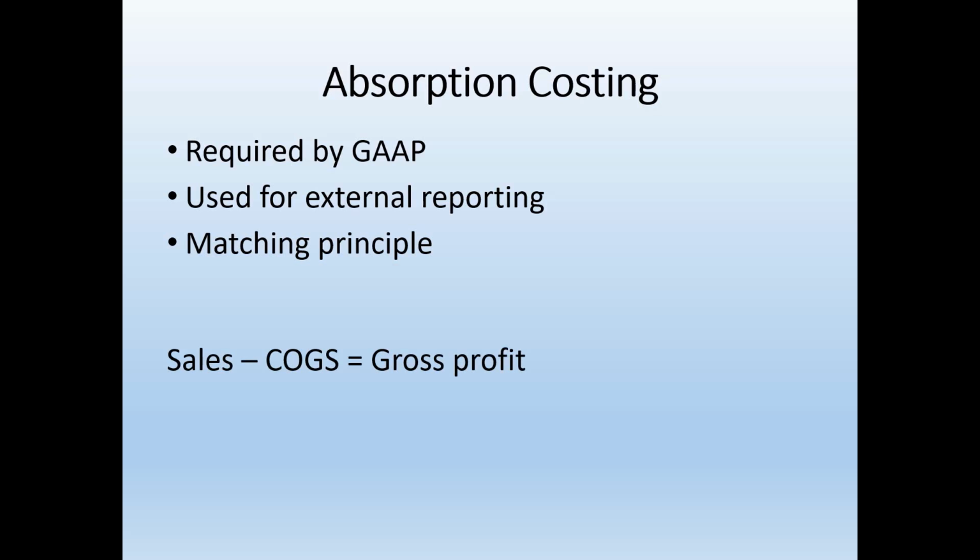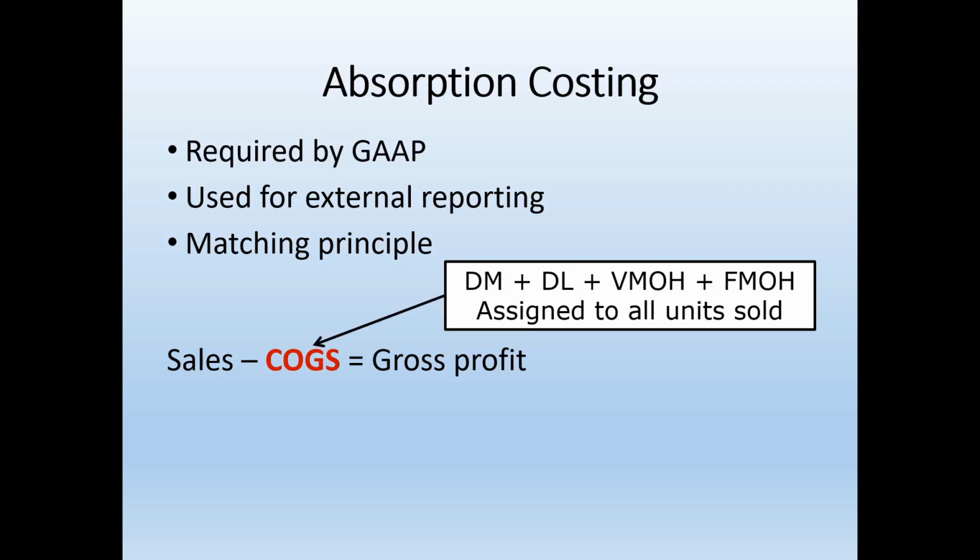In absorption costing, we take sales revenue, subtract cost of goods sold, and that gives us gross profit. Cost of goods sold includes the direct materials, direct labor, and variable manufacturing overhead that are associated with the units that were sold, plus those units' share of allocated fixed manufacturing overhead.